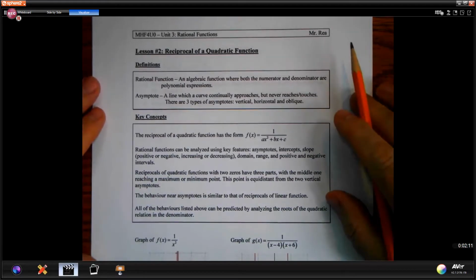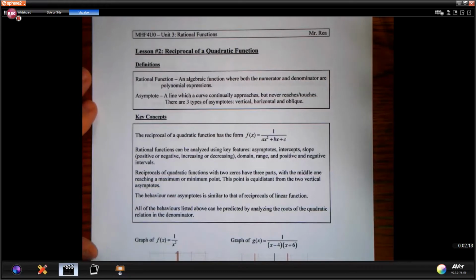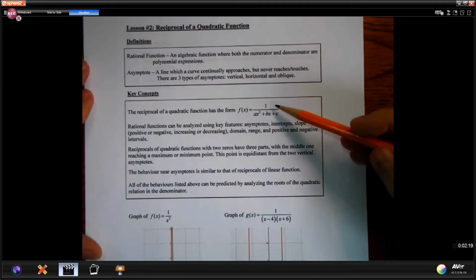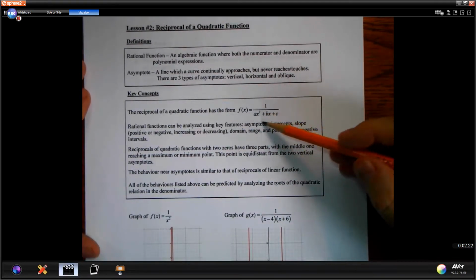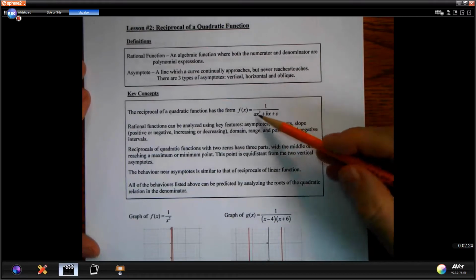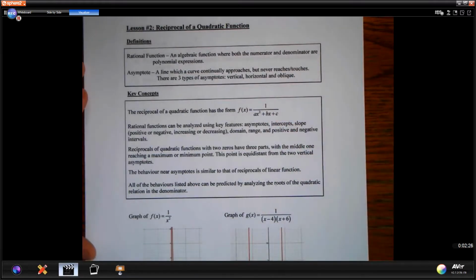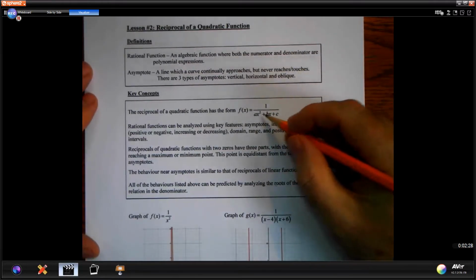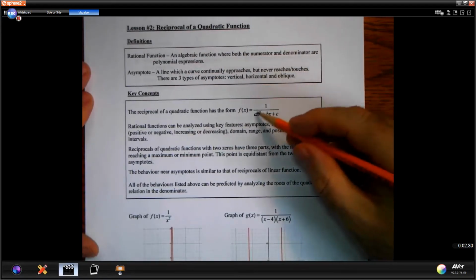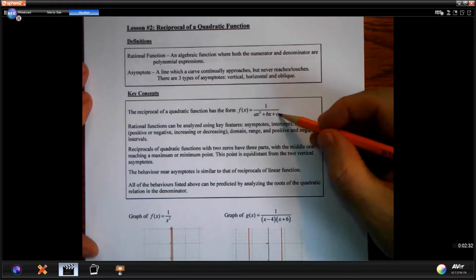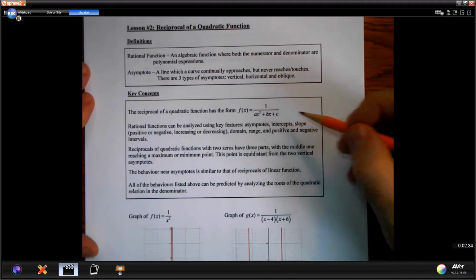So today we are extending into the next type of rational function. That's a reciprocal of a quadratic function. That will have the form 1 over a quadratic, and obviously it could be in standard form or factored form. We're going to want to turn this into factored form so that we can help figure out where the vertical asymptotes are.